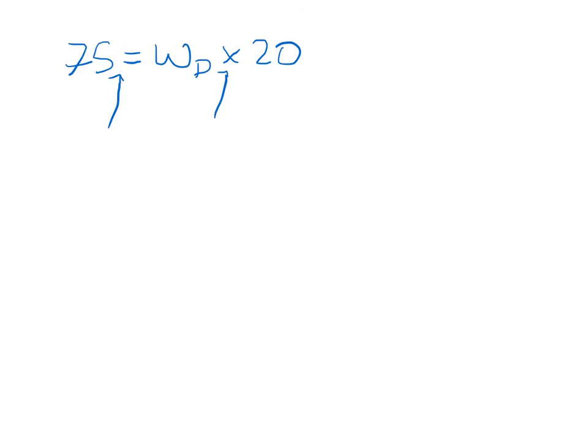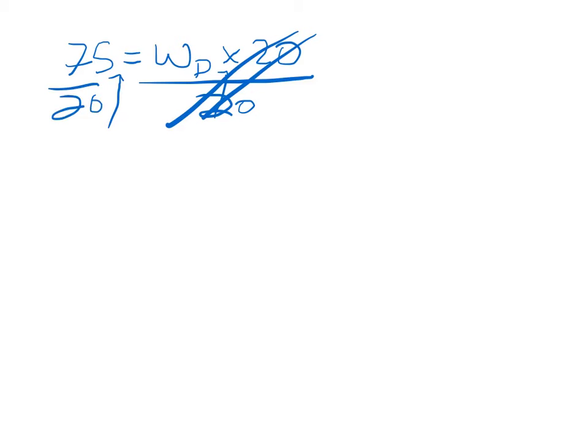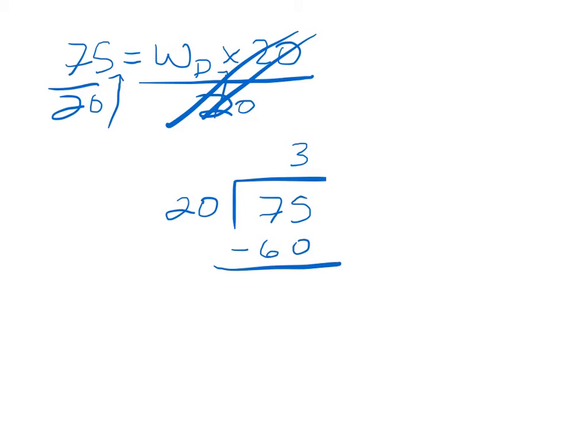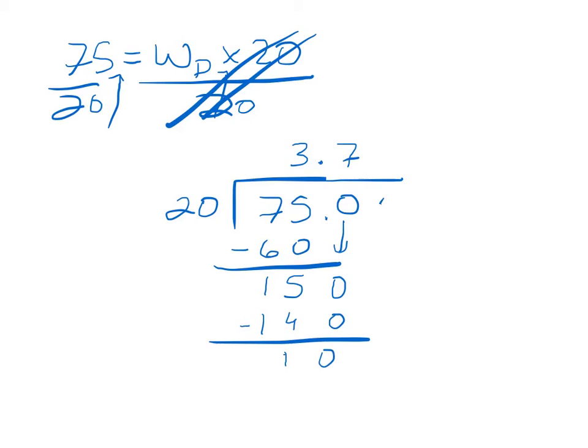So we've got our problem here. Again, I want to get the what decimal all by itself, so I'll divide by 20, cancel that out, and over here I have divided by 20. So now I have 75 divided by 20, and I know this way I'm going to get a decimal answer when I divide these two. 20 will go into 75 3 times. That'll be 60. Bring that down, put the decimal up here. 20 will go into 150 7 times. That'll be 140. And 20 will go into 100 5 times.